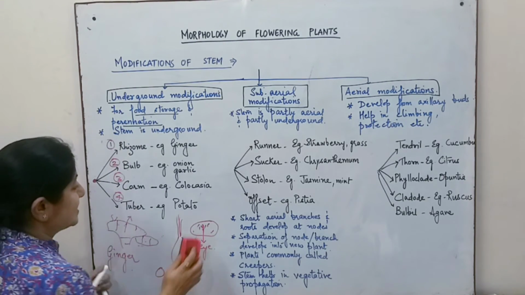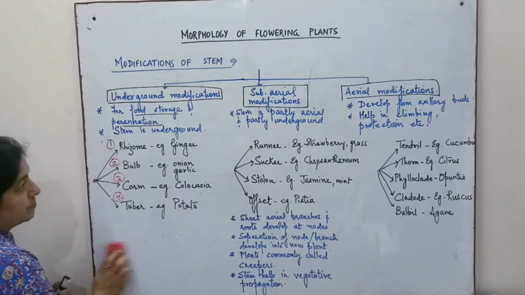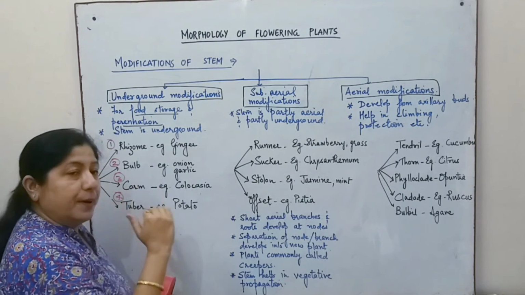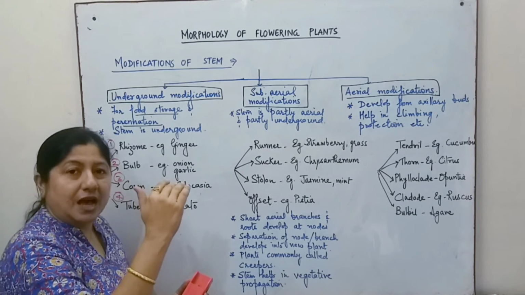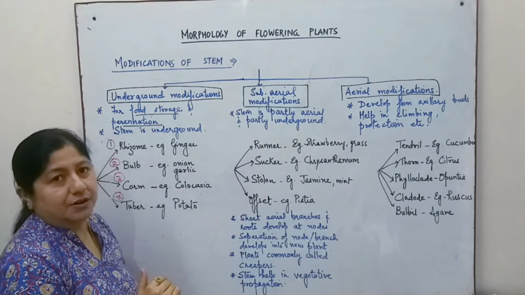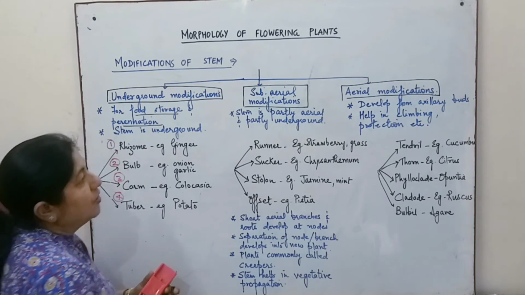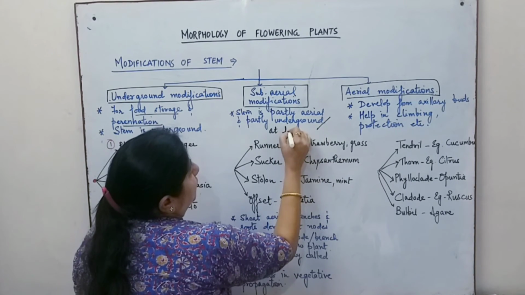Coming to the subaerial modification. Subaerial modification means the stem is partly above, that is, it starts from the ground, goes up, and then is partly on the ground or at the underground level. So over here, we are saying it is partly underground or at the level of the ground.